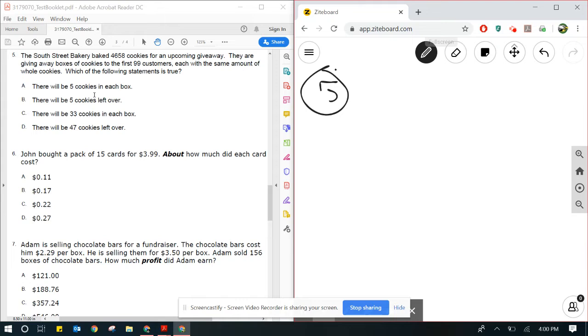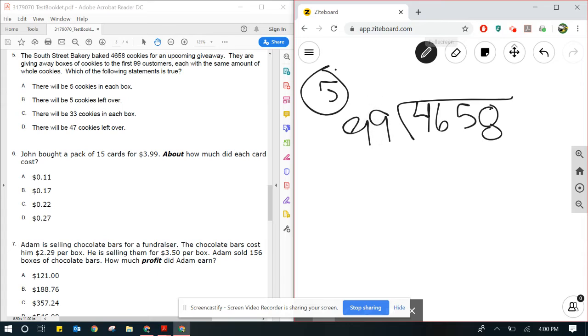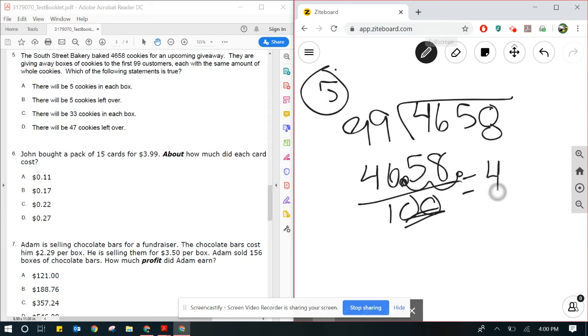So let's estimate first and see what our things will be. If I estimate 4,658 divided by 99, well, this is close to 100. So what if we took 4,658 divided by 100? That would mean that my decimal, because I have 2 zeros here, is going to move over 1, 2 places, and my answer is going to be 46.58. That's my estimate. So my answer is going to be close to 46.